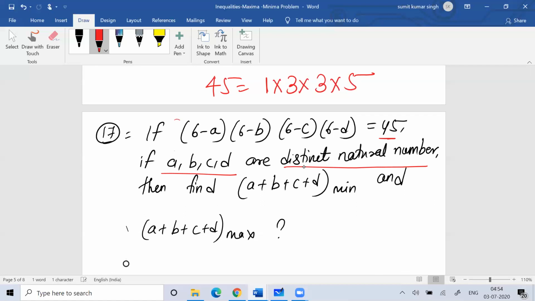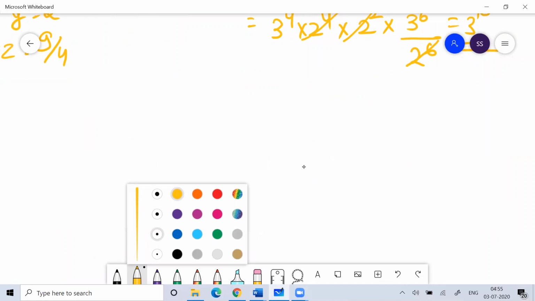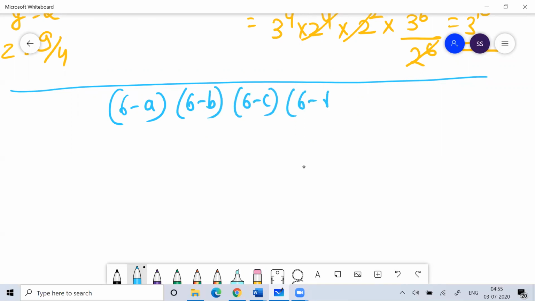And I have to express the number in this form. So how can I do this? What would be the way of doing this? How can I think of doing this problem? So here, 6 minus a into 6 minus b into 6 minus c into 6 minus d is equal to 1 into 3 into 3 into 5. But I cannot repeat 3.